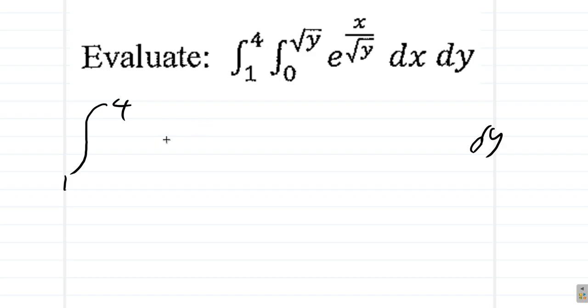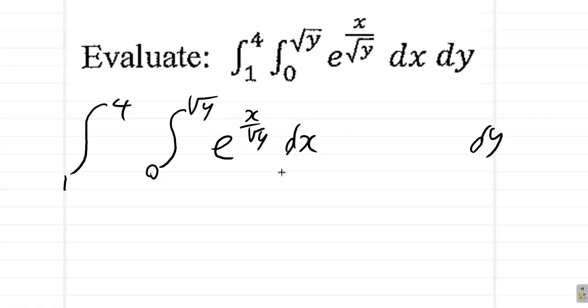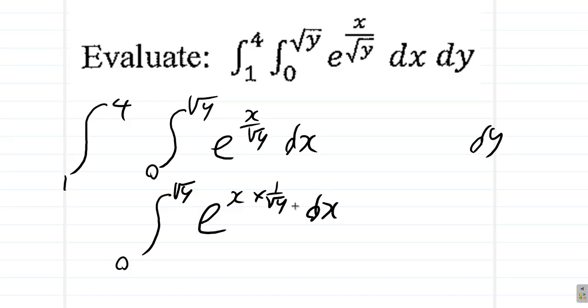Now, you integrate from 0 to the square root of y of e to the x over the square root of y dx. So x will be the variable. You treat y as a constant for now. Now, use the chain rule. You could consider this as the integral from 0 to the square root of y of e to the x times 1 over the square root of y dx. This is just some constant, like some number. Right?